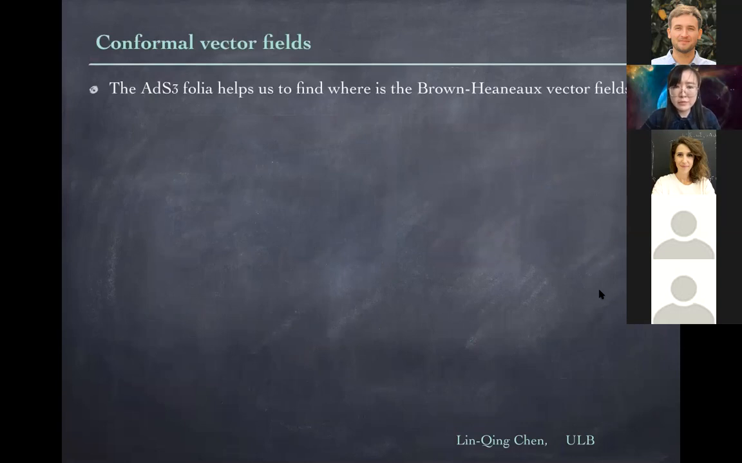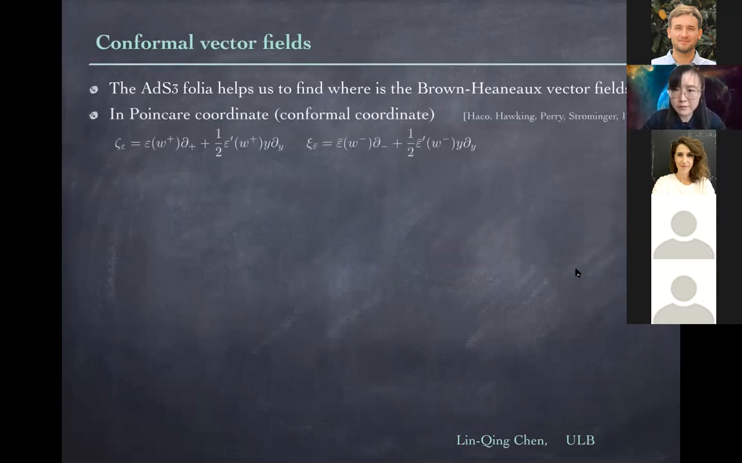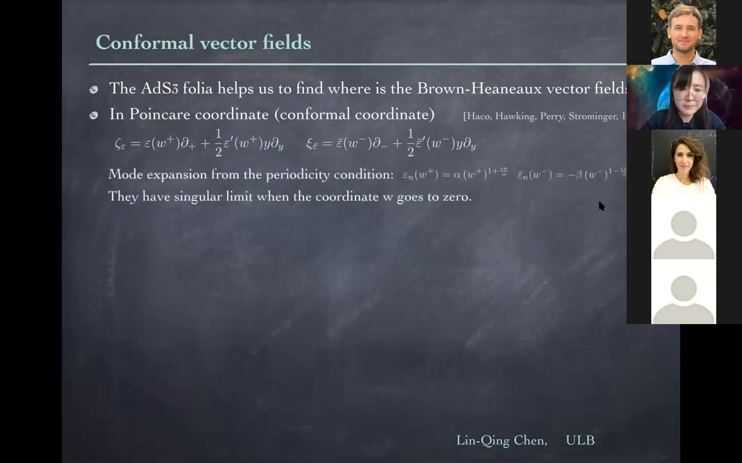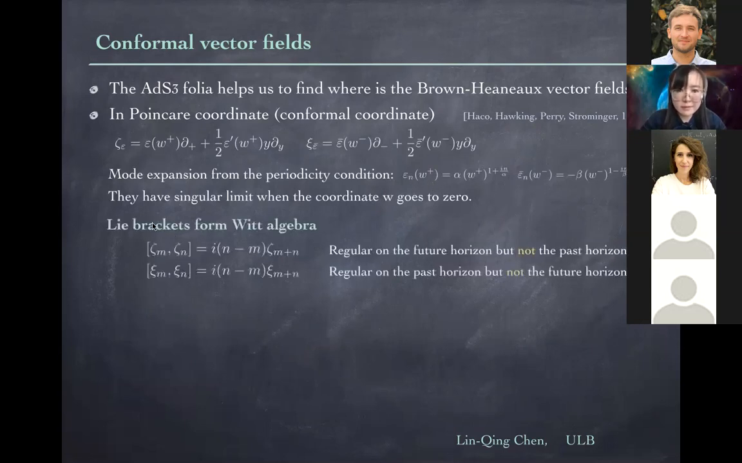So the AdS3 foliation helps us to write out the Brown-Henneaux vector field in this coordinate. In this Poincare coordinate, the Brown-Henneaux vector field has the following form. This was used in their paper. And the mode expansion from the periodicity conditions is defined in the following way. Then the Lie brackets of the vector fields form a Witt algebra.